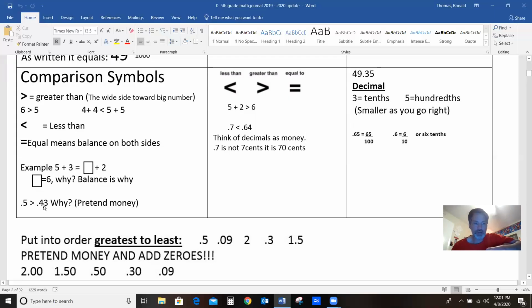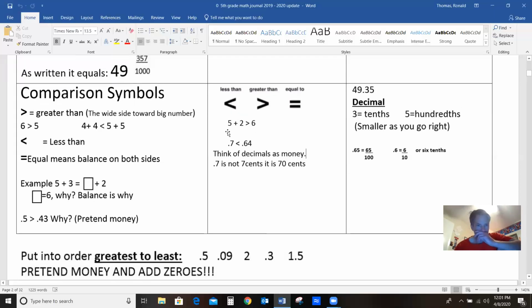Is decimal 5 greater than decimal 43? Pretend it's money. Remember, that is not 5 cents. That is what? 50 cents. So 50 cents is greater than decimal 43 cents. I'm pretending it's money. Now, right here, this is less than, greater than, equal to. 5 plus 2 is 7, so 7 is greater than 6.